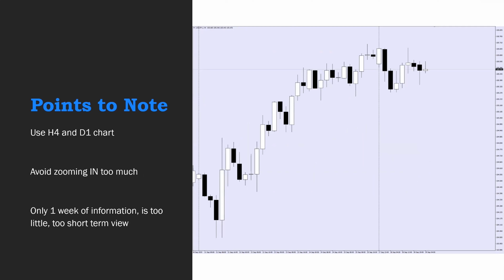Again, H4 and day one, this is the US yen on the H4 time frame. If you zoom in too much, this is the maximum zoom in that you can do on a chart. At this point now, I'm only looking at one week's information. It's too little. You have too little a view. At this point, looking at the US yen on the H4 time frame, you would think, oh, it's an uptrend, I'm only looking to buy. But you would have missed out a lot of moves over the past couple of periods. So how should you be looking at trend?